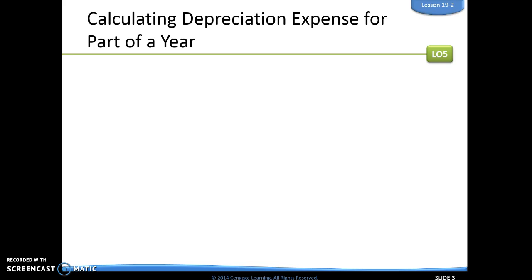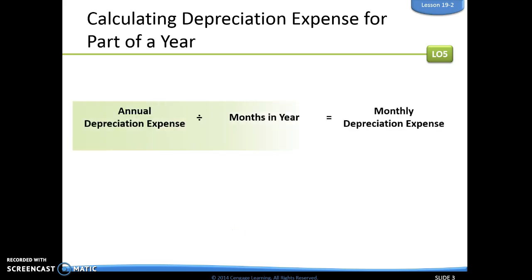And now we need to look at calculating depreciation expense for part of a year. Now in this case, they're saying that our annual depreciation is $900. Now there's 12 months in a year, so simply we're going to take the annual depreciation divided by how many months in the year. 900 divided by 12 would be $75 a month. So that means each month that object will depreciate in value $75.